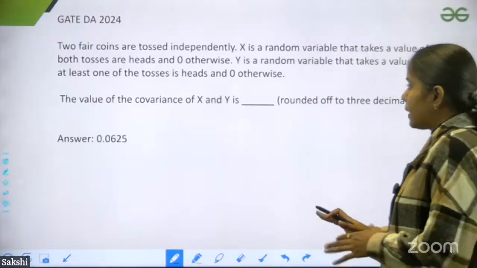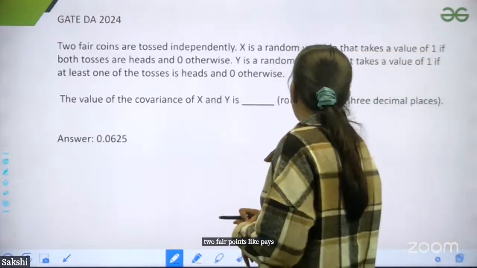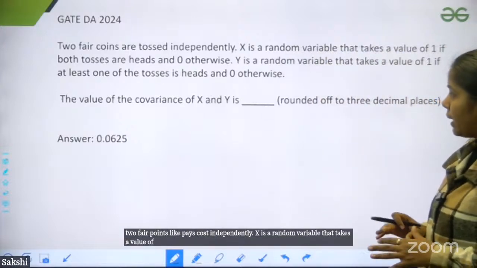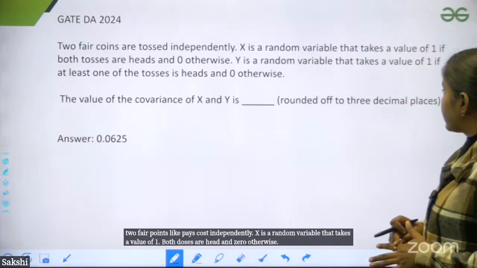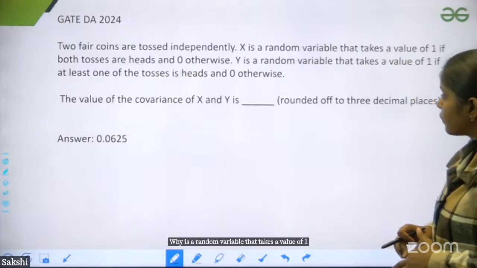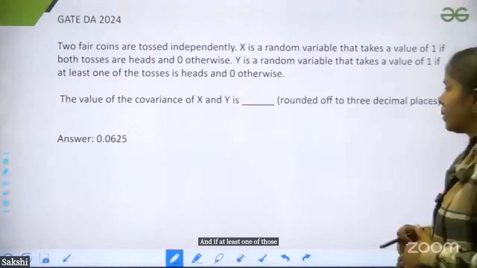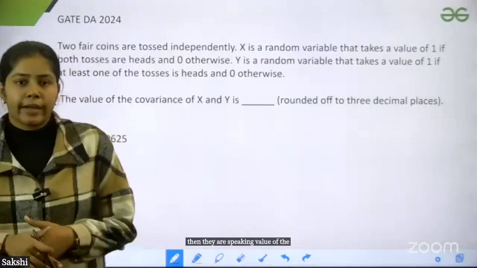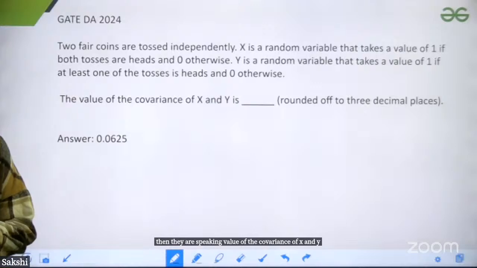Two fair coins are tossed independently. X is a random variable that takes a value of 1 if both tosses are heads and 0 otherwise. Y is a random variable that takes a value of 1 if at least one of those tosses is heads and 0 otherwise. Then they are asking the value of the covariance of X and Y. So they are asking for the covariance value.